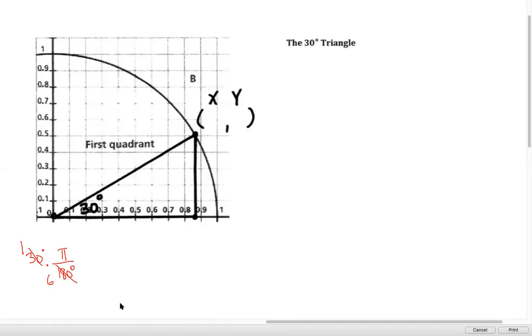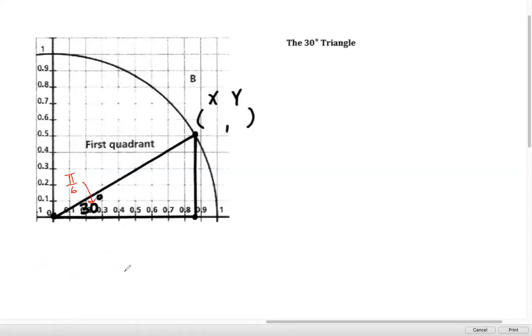30 goes into 180 6 times, so you can say that 30 degrees is synonymous with pi over 6. So instead of degrees, in terms of radians, you might see pi over 6. It's the same angle, it's just a different format, kind of like Fahrenheit versus Celsius. Okay, so now since we have that out of the way, let's start working on where the values come from at pi over 6 or 30 degrees on the unit circle. Well, let's give it a go here.